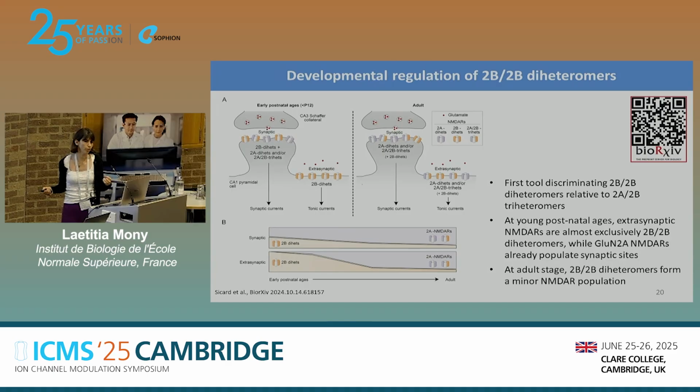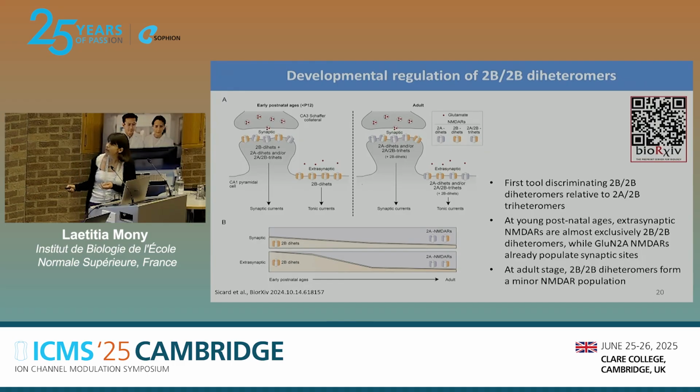And by allowing us to directly look at one single subtype, we could determine the subcellular distribution of these diheteromers in the brain, and also almost solve 20 years of controversy about the repartition of these subtypes between synaptic and extrasynaptic sites.